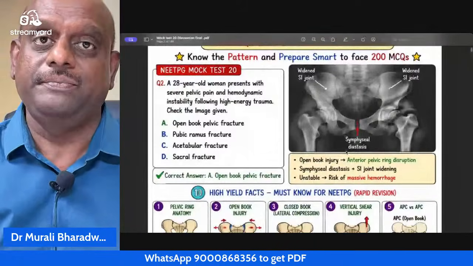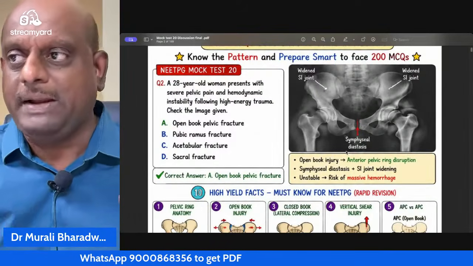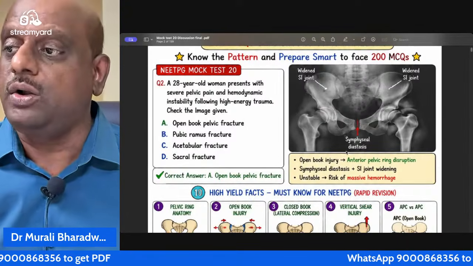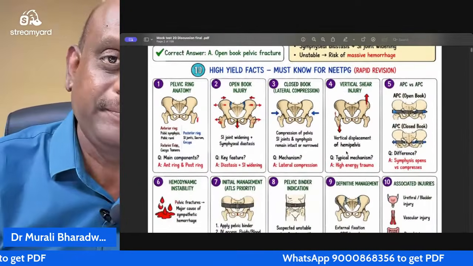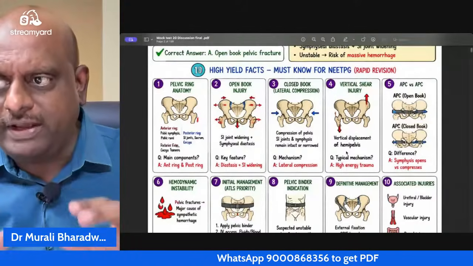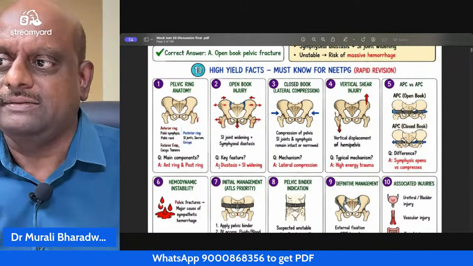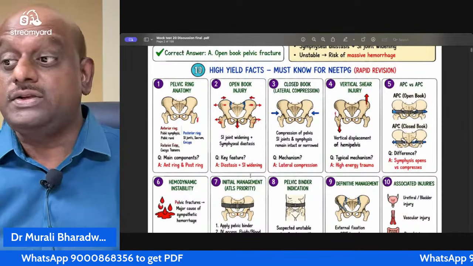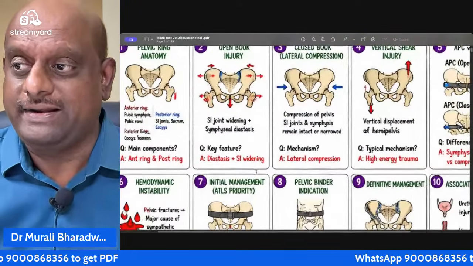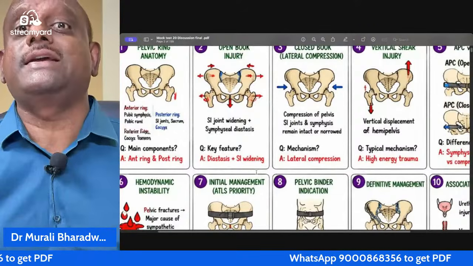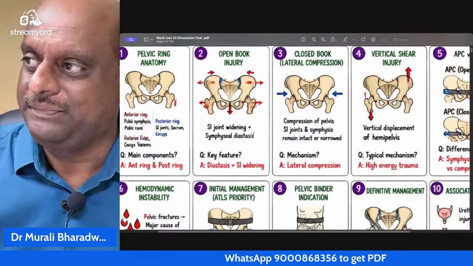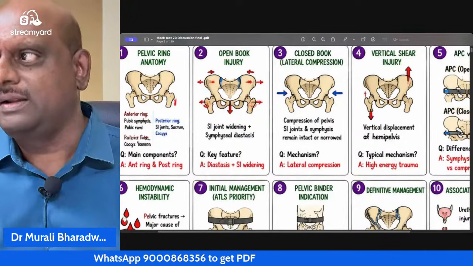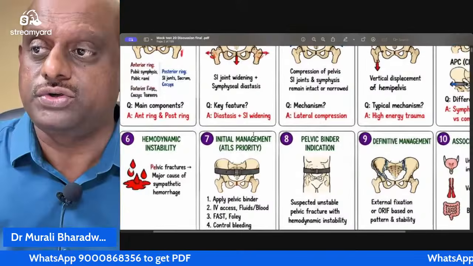Now the second question. A 28-year-old woman with severe pelvic pain and hemodynamic instability after a high energy trauma. It's called open book pelvic fracture. If you look at the pelvic ring, there is one anterior ring and a posterior ring. Open book injury means the sacroiliac joint is widened and there is a diastasis, is what we need to remember. Whereas lateral compression is called the closed book injury.